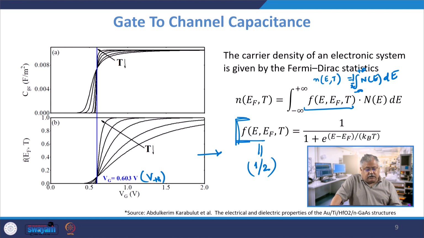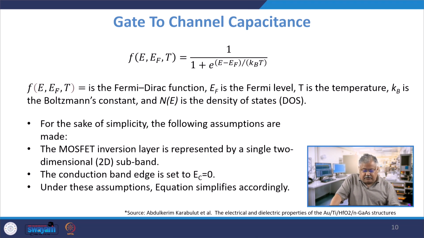It varies because f of E is basically the Fermi function, which you already know has a value equal to 1 by 2 when the energy is equal to the Fermi energy, and all the states above the Fermi energy are empty, all the states below the Fermi energy are filled at 0 Kelvin. As the temperature increases there are variations, and therefore this gives you the value of CGC to a larger extent.